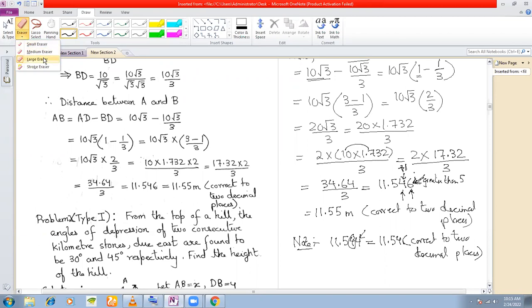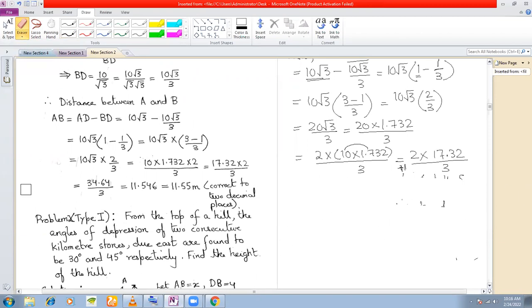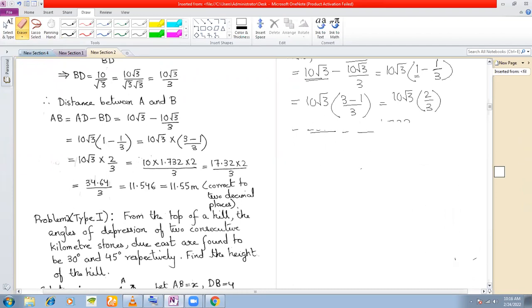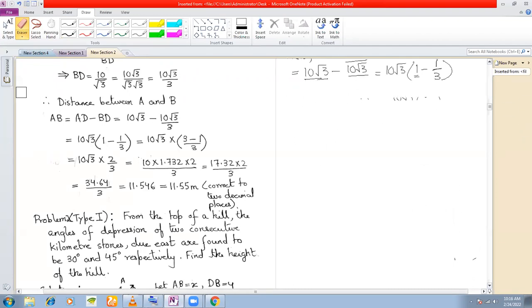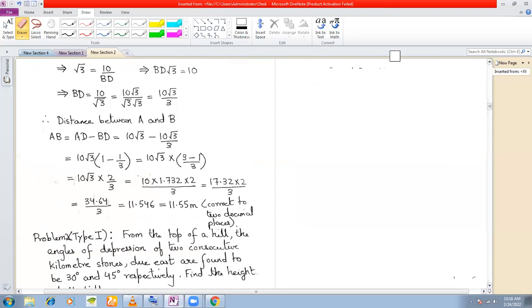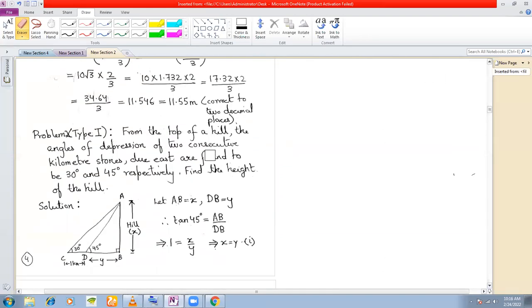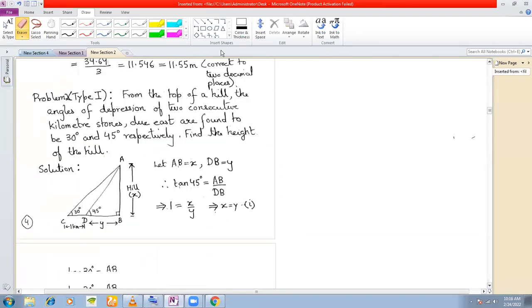Now we'll see the next problem from type 1. The same type of problem, the diagram will be the same, the approach will also be the same, but the question will be slightly different here. Let's see how different the question is from the first one. The question states, from the top of a hill, the angles of depression of 2 consecutive kilometer stones due east are found to be 30 degrees and 45 degrees. So let's see what it means.